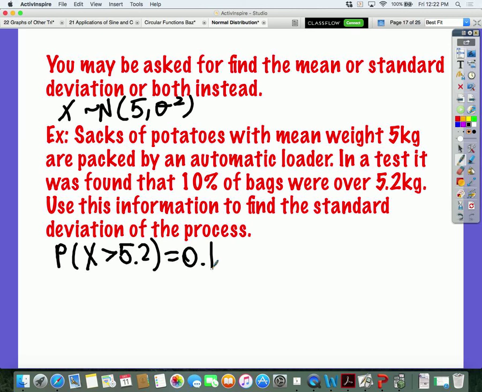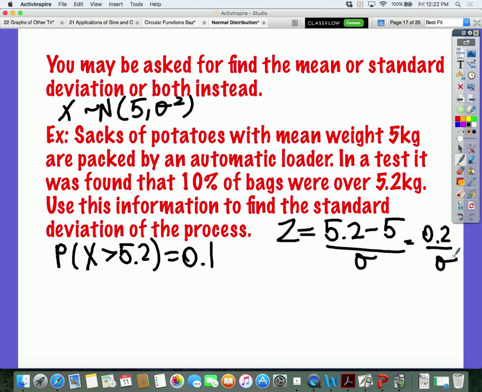Situations like this, okay? So we know that Z equals what, that formula? X, which is 5.2, minus the mean, which is 5, over sigma. That's lowercase sigma. That's what it is. And so that basically equals 0.2 over sigma. Okay. So that's what Z equals.